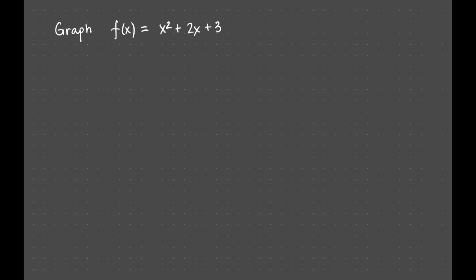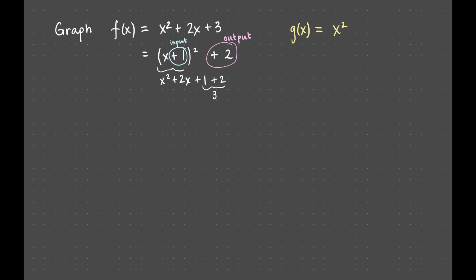For example, this quadratic function looks like the power function g of x equals x squared, but it has lower order terms. By completing the square, we see that another way of writing this function is as the square of x plus 1, plus 2. With this perspective, it's clear that f is obtained from the power function g by two shifts, one on the input and another on the output.